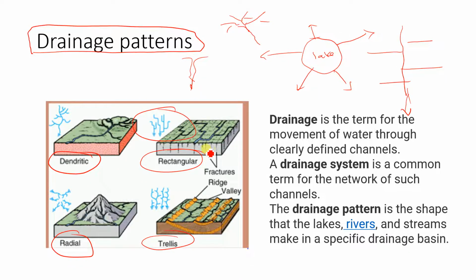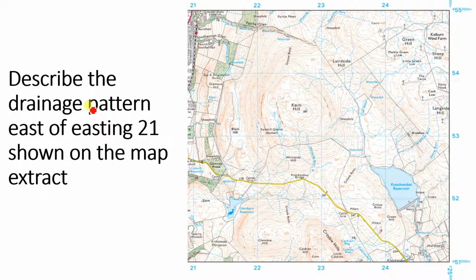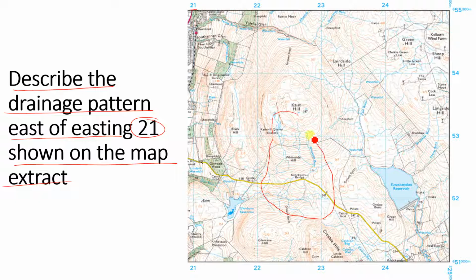So if this is a drainage pattern, now this is a sample question. They said describe the drainage pattern east of Easton's 21 shown on the map extract. Now this map, I think the next slide will show the complete map, but this is 21, so I'm looking at the Easterns, which is this area. Now if you look at this part, one major thing you should see is that within this area, the drainage pattern here is dendritic. So one I'm describing is dendritic.